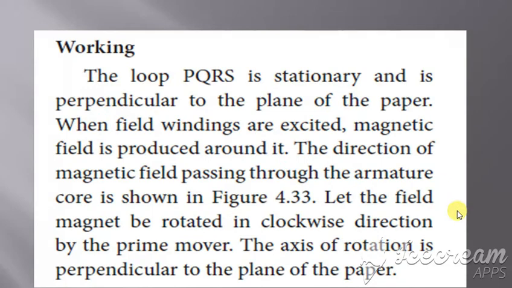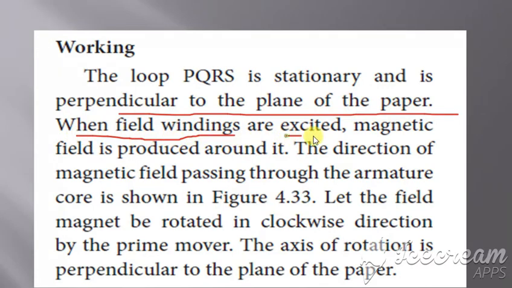So working: consider a rectangular loop, and that rectangular loop is first perpendicular to the plane of paper. When the field windings are excited, the magnetic field is produced. The direction of the magnetic field through the armature coil is shown. We'll be seeing it with the diagram, and let the magnetic field be rotated in the clockwise direction.